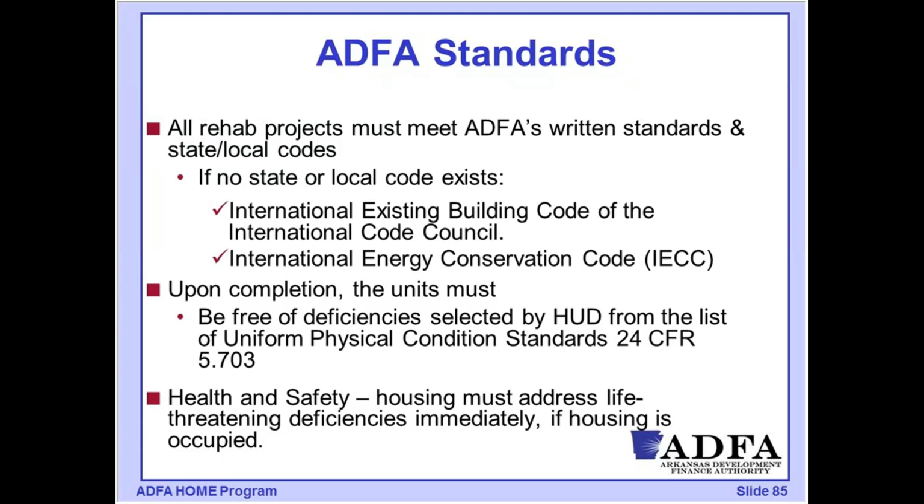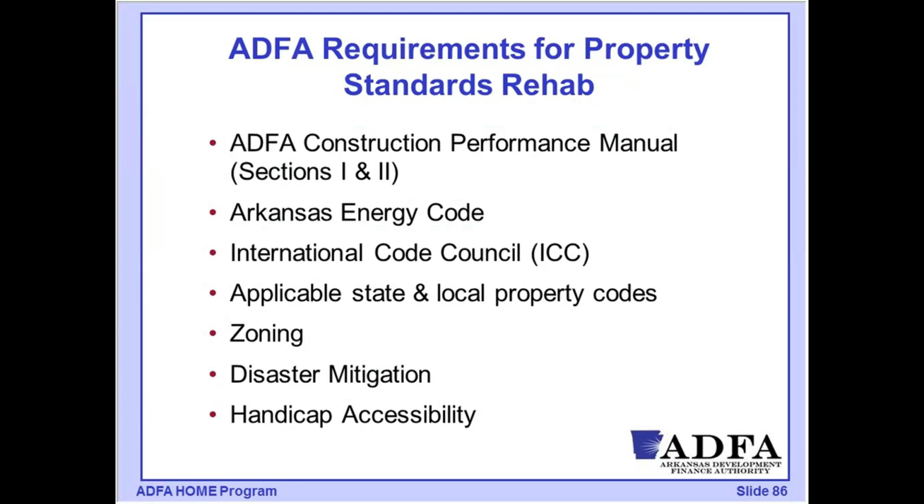So we could have a unit that we inspect and determine we're going to assist that has, I don't know, some kind of electrical hazard as part of that. We might need to address that immediately up front on an emergency basis and then follow with the rest of the scope of work for that unit if we've got an occupant that is in danger based on that current situation.